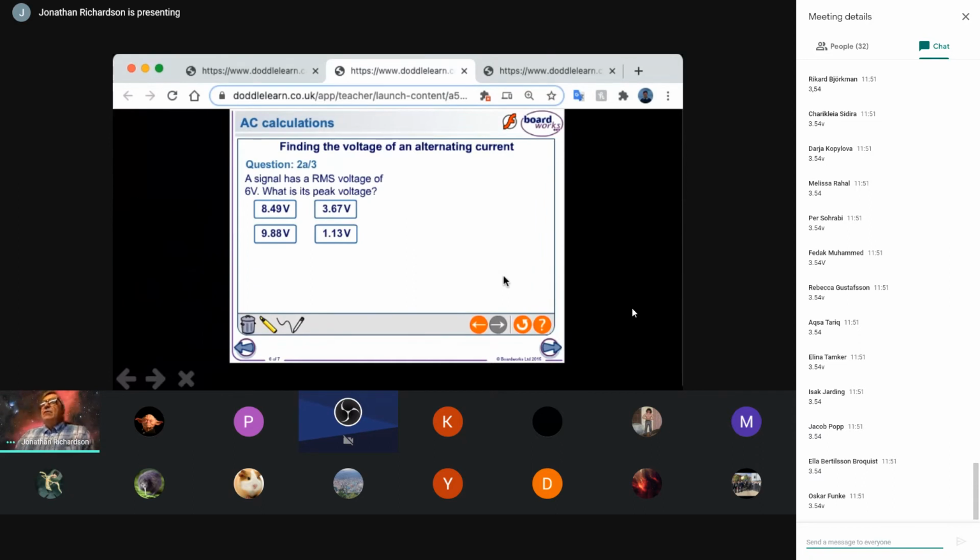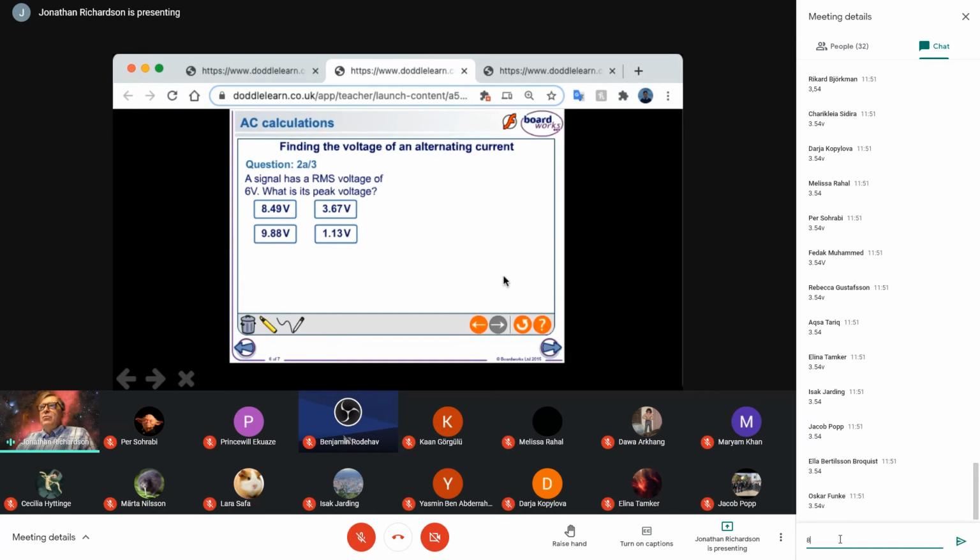This time we have a signal that has an RMS voltage of 6 volts. What will be the peak value of this voltage? And the second part will be to show what that looks like on the measuring screen.